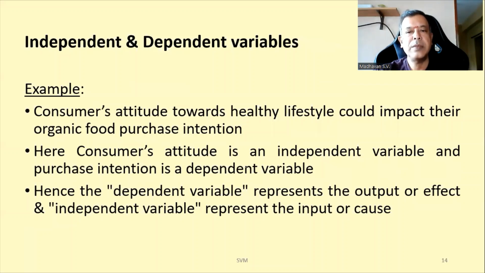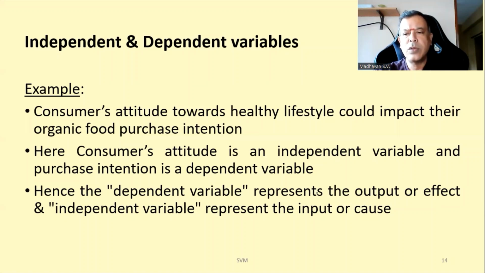Independent and dependent variables. Consumers' attitude towards a healthy lifestyle could impact their organic food purchase intention. Organic food, we know nowadays, is very popular: fresh vegetables or fresh fruits without any chemical fertilizers involved in them. So if I have a purchase intention to buy organic products, first of all, my attitude and also my interest towards a healthy lifestyle will definitely have an impact. Here, consumer attitude is an independent variable and purchase intention is a dependent variable.